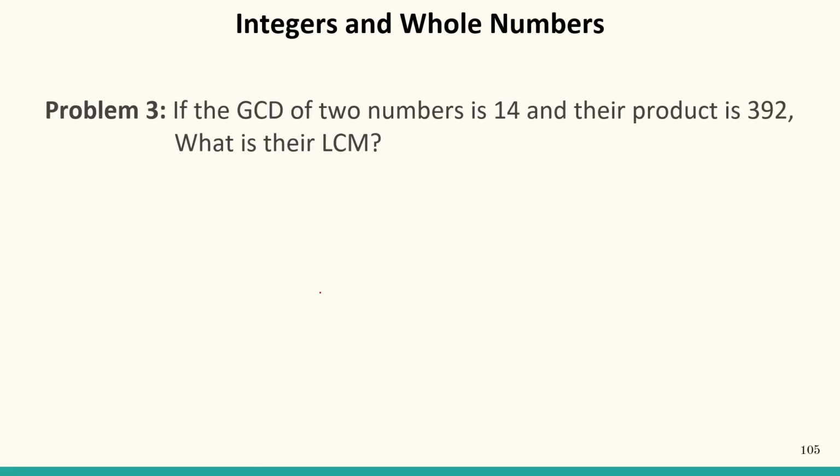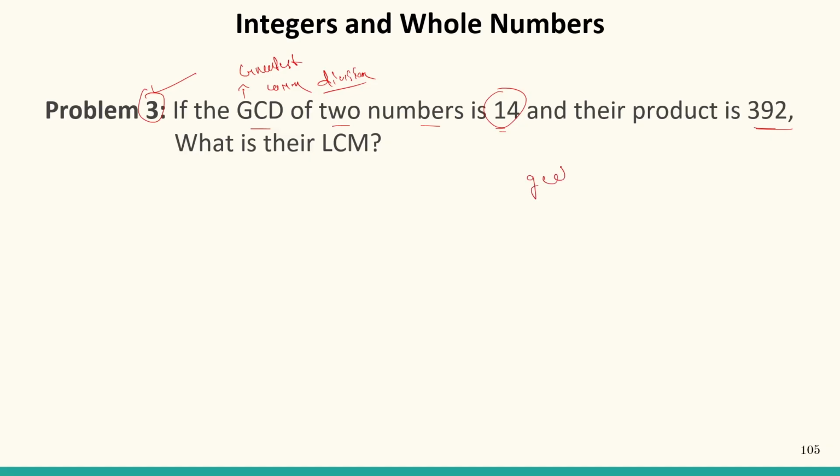Let's go forward with problem number 3. If the GCD of two numbers is 14 and their product is 392. GCD is the greatest common divisor of the two numbers.